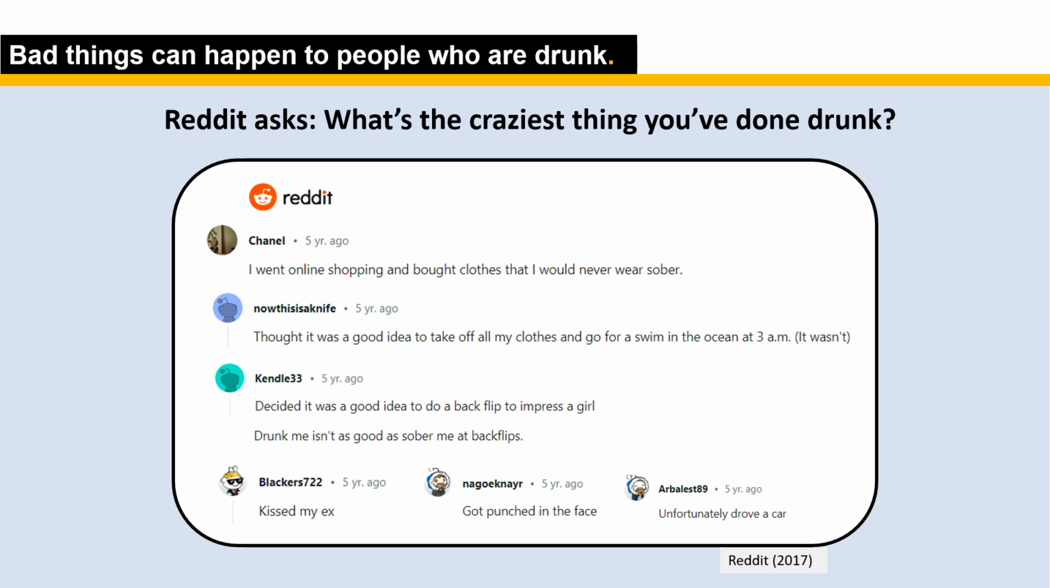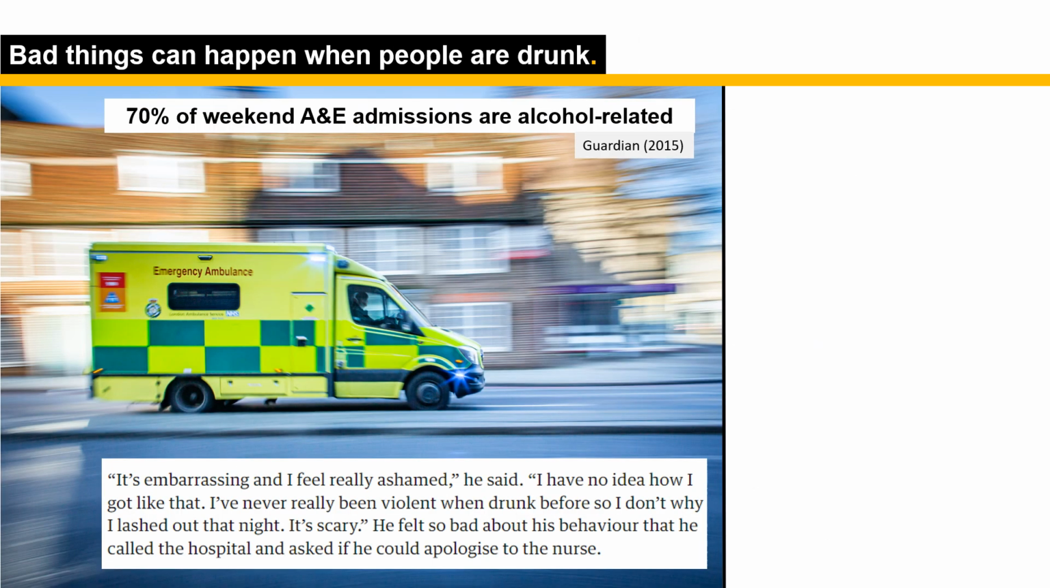And the key word here is unfortunately. In other words, I wouldn't normally do this, but having had a drink, I felt it was okay to do it. And this is where it really starts to get a bit sinister. And we can look at this research from Newcastle University. They went to sit in an A&E department for a weekend to assess who was coming in and why they were attending A&E. And what they found was over the weekend, 70% of people attending A&E were attending with alcohol-related injuries and harms.